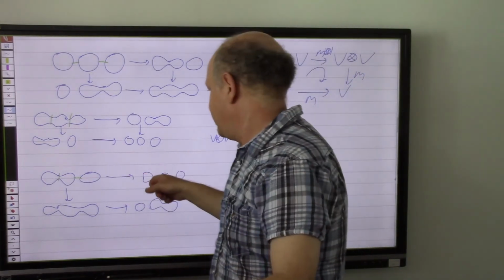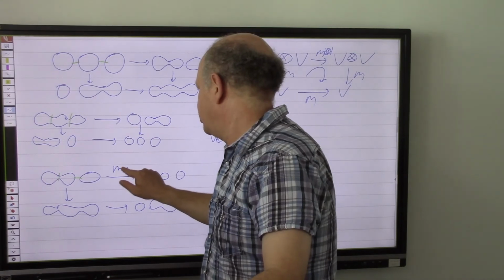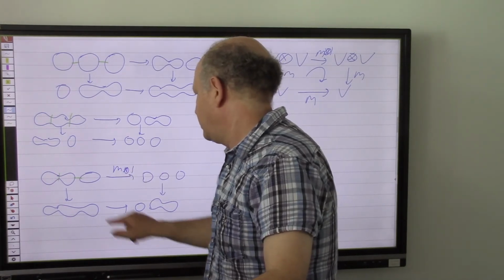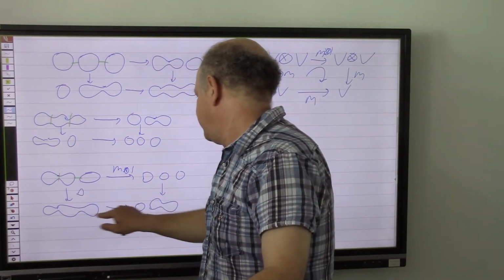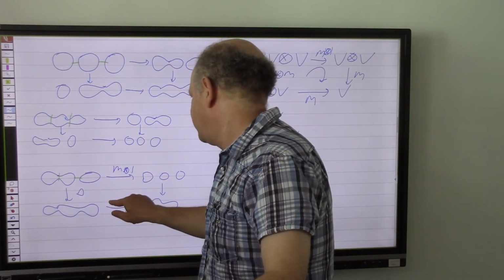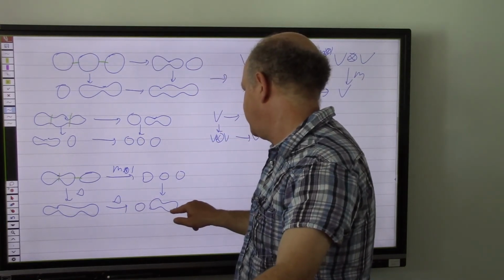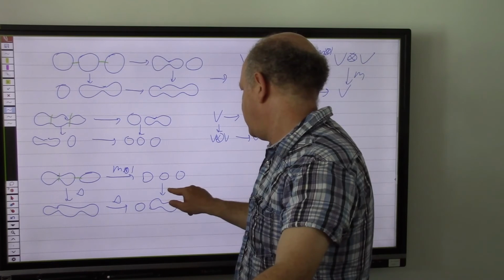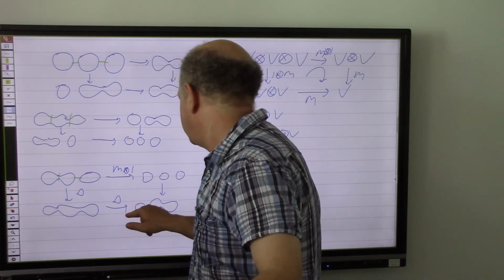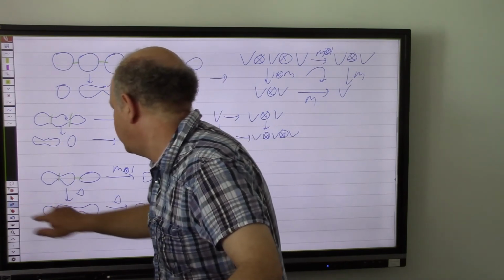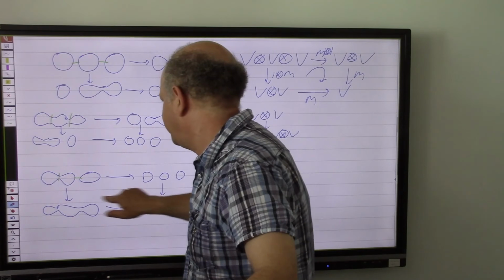This map is M tensor 1. This map is delta. This map is delta. And this map is... No, this is not M tensor 1. It's delta tensor 1, I'm sorry. No, what am I doing? Sorry, I've flipped M and delta. Sorry.